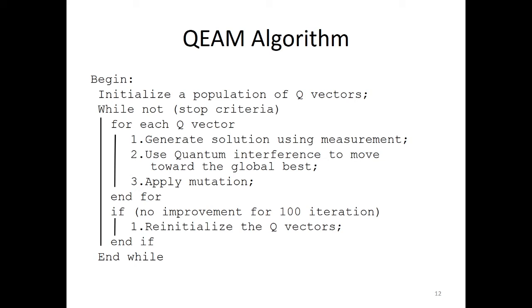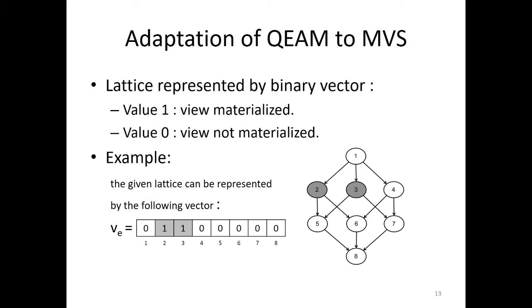quantum vectors. The lattice is represented by a binary vector in which the value 1 means that the view is materialized and the value 0 is used otherwise. The given lattice can be represented by the following vector. The white nodes are not materialized, so we find the value 0 in the corresponding positions. So we have the position 1 and from position 4 to 8, whereas the gray nodes are materialized, hence the value 1 in the positions 2 and 3.